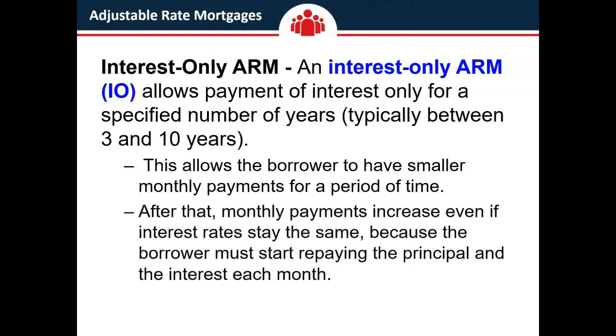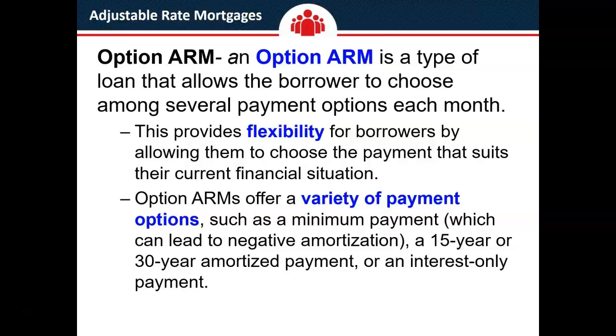After that, monthly payments will increase even if the interest rate stays the same, because the borrower must start repaying some of the principal and interest. So an interest-only ARM is just like an interest-only mortgage. In the beginning, you're only paying interest. But at some point, whatever is specified, whether it's interest only for 3 years or 5 years or 10 years, after that particular period of time, the borrower will have to start paying on both the principal and the interest.